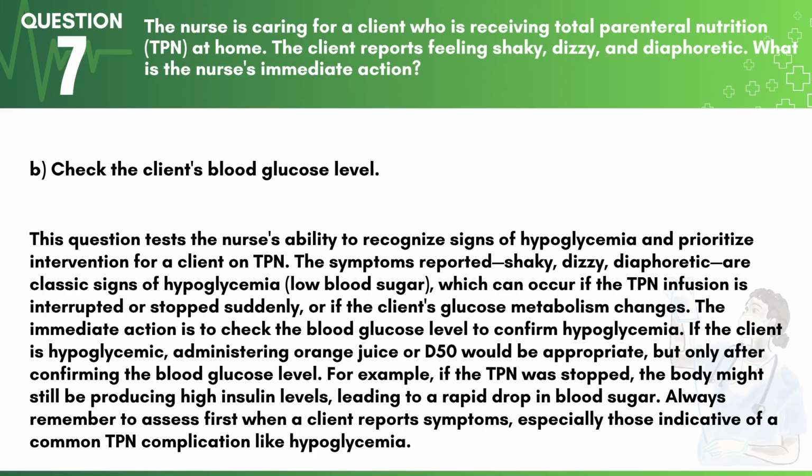If the client is hypoglycemic, administering orange juice or D50 would be appropriate, but only after confirming the blood glucose level. For example, if the TPN was stopped, the body might still be producing high insulin levels, leading to a rapid drop in blood sugar. Always remember to assess first when a client reports symptoms, especially those indicative of a common TPN complication like hypoglycemia.